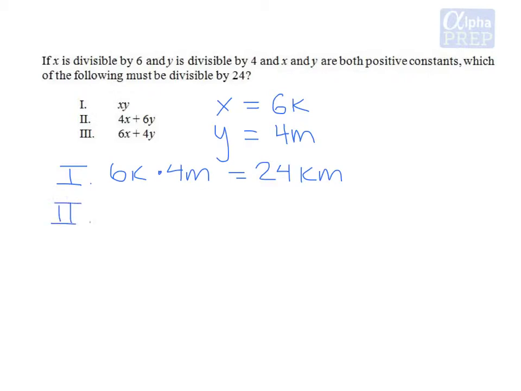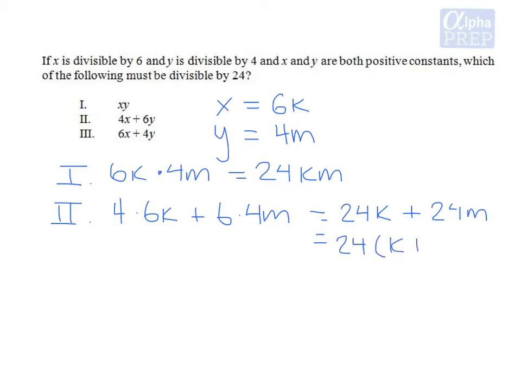Now, let's do the same thing with number 2. So 4x plus 6y. So we have 4 times 6k plus 6 times 4m. Now, if we simplify this, 4 times 6k is going to give us 24k, and 6 times 4m is going to give us 24m. So because k and m both must be whole numbers, this must be divisible by 24. And it's even easier if we factor out the 24 to see that this is 24 times whatever k plus m ends up being. So it must, again, be divisible by 24.